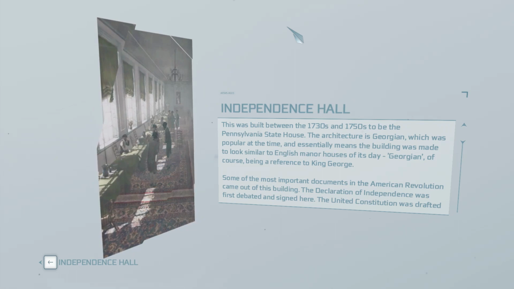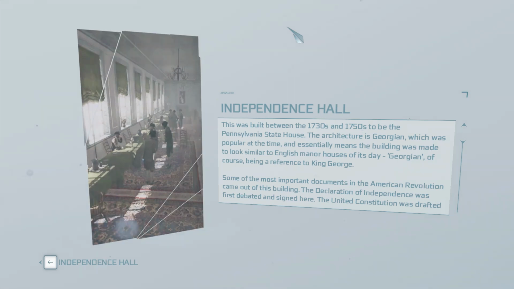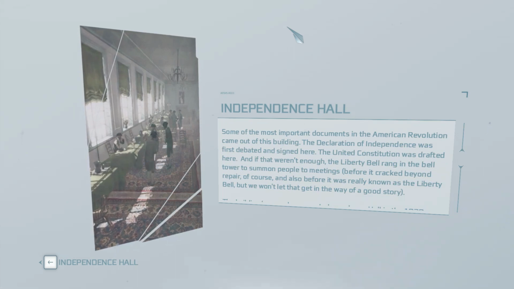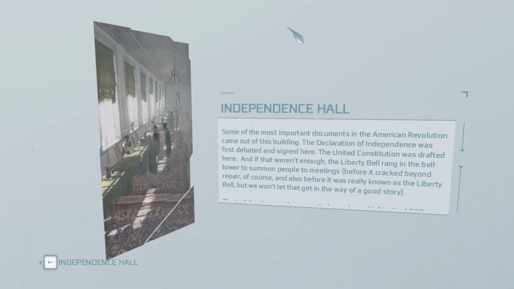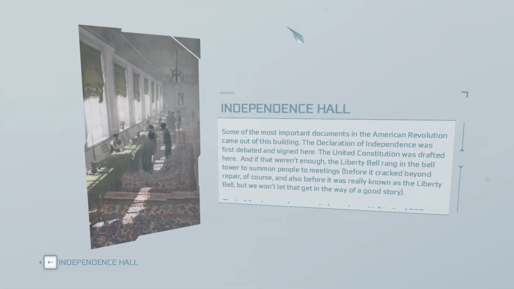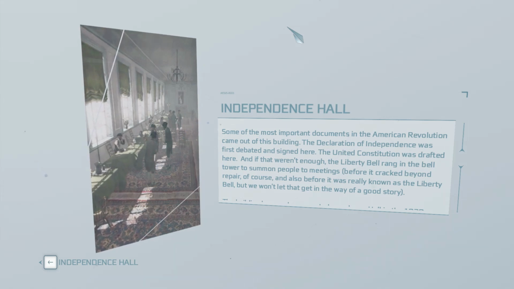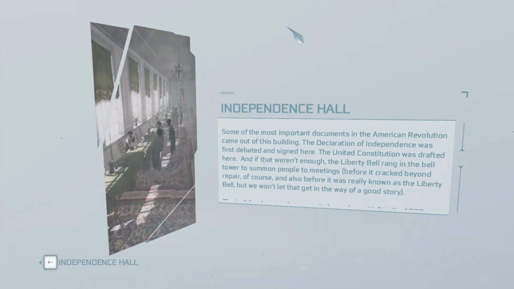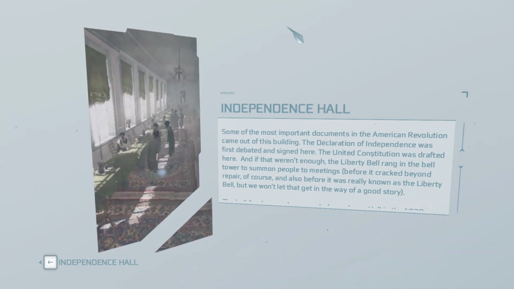Some of the most important documents in the American Revolution came out of this building. The Declaration of Independence was first debated and signed here. The Constitution was drafted here, and if that weren't enough, the Liberty Bell rang in the bell tower to summon people to meetings before it cracked beyond repair, of course, and also before it was really known as the Liberty Bell, but we won't let that get in the way of a good story.